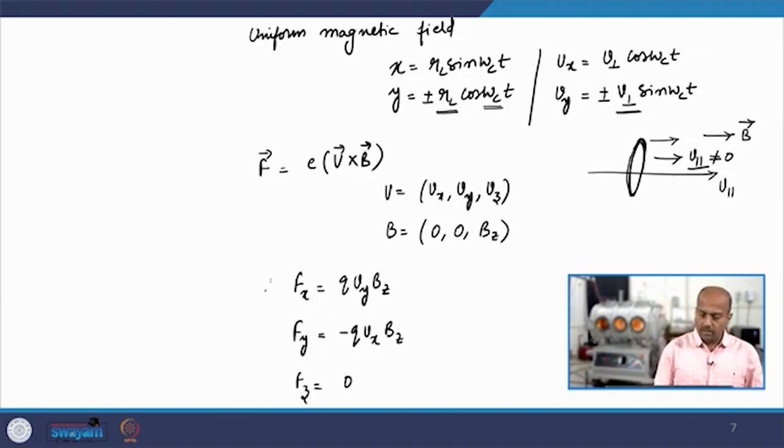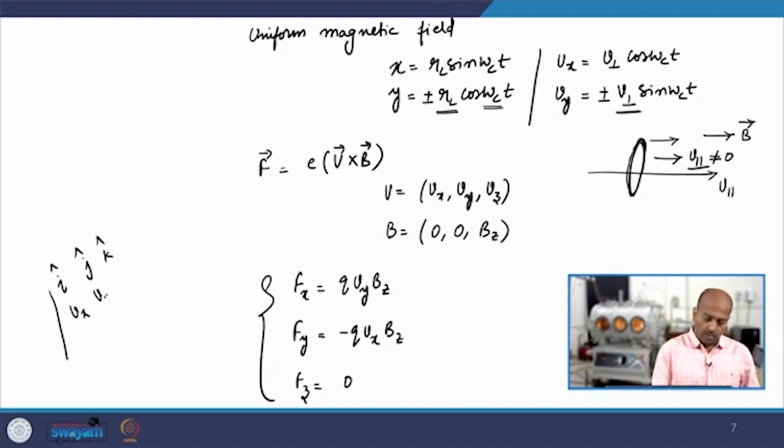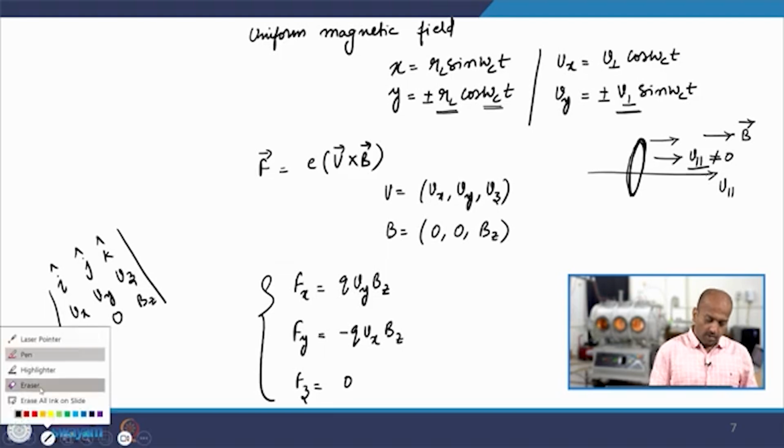How did I get these relations? If you want to know how, it is straightforward actually. This can be written by taking the curl with i, j, k, Vx, Vy, Vz, 0, 0, Bz. What am I doing? I am just trying to evaluate the curl.